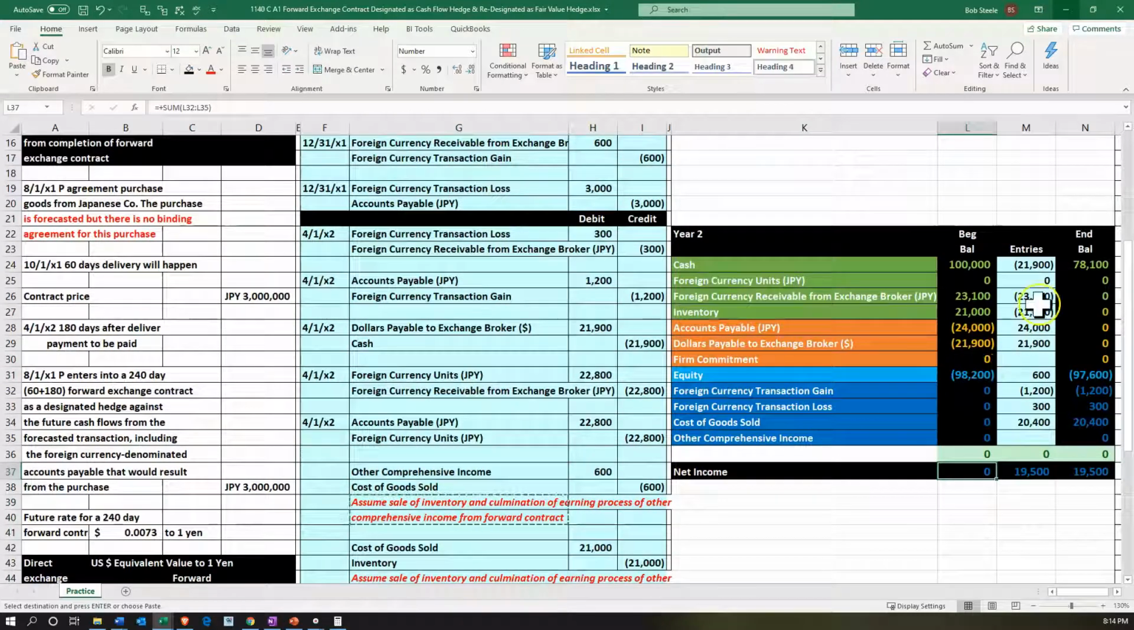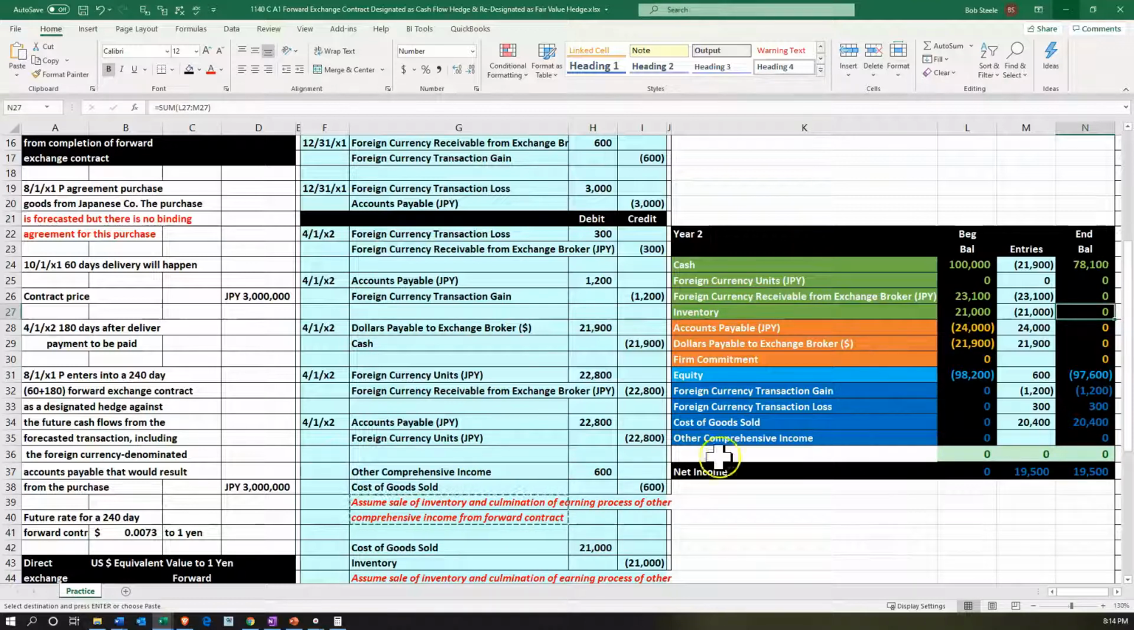Okay, so at the end of the day here, we've got the cash here. Then we have the foreign currency units, which is now back down to 0 because we've paid them off. We've got the units from the forward exchange contract and used them to pay the accounts payable that we owed for the inventory that we purchased. Then we've got the foreign currency receivable from the exchange broker that is now back down to 0 because we received it at the end of the forward exchange contract. The inventory is now back down to 0 because we're assuming basically we sold it.